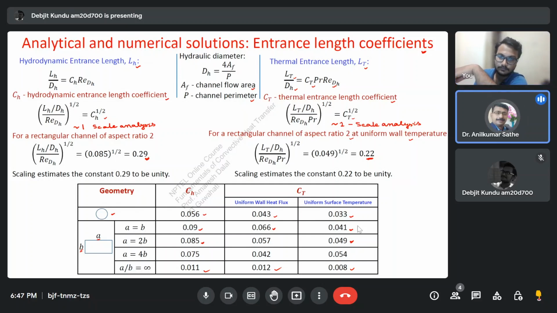So if the question is like this: for flow to be thermally fully developed, what should be the length of the pipe or channel? For a pipe, we can consider the first case under geometry, where the geometry is that of a circular pipe, and we can use the value of CH as 0.56 and CT according to the thermal condition, whether heat flux or surface temperature is being held uniform, and then use accordingly either 0.043 or 0.033.